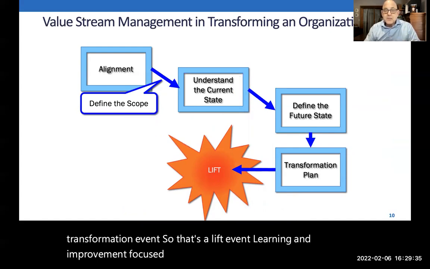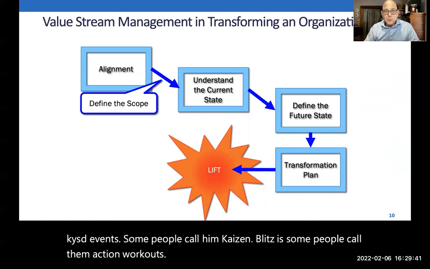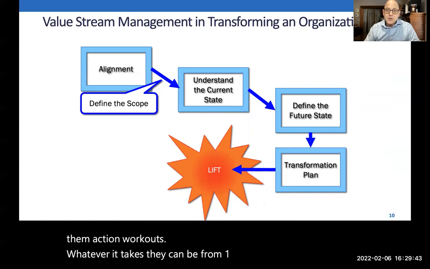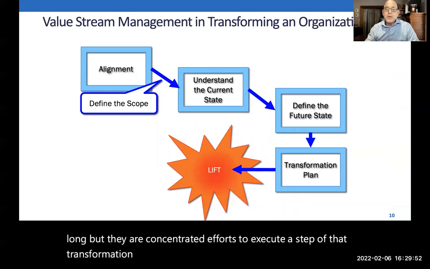A lot of people call them Kaizen events. Some people call them Kaizen blitzes. Some people call them action workouts. Whatever it takes, they can be from 1 day to 5 days to 14 days long, but they are concentrated efforts to execute a step of that transformation plan to fully transform a piece of that complete current state map.